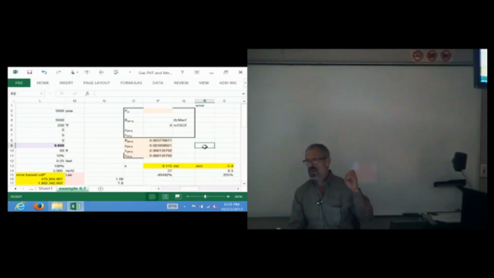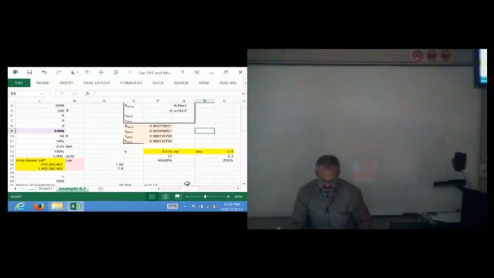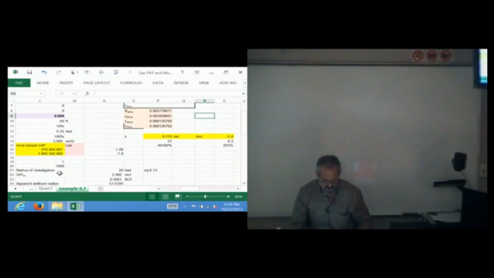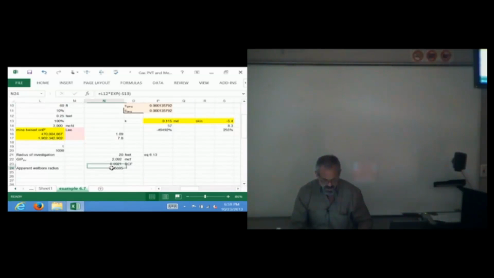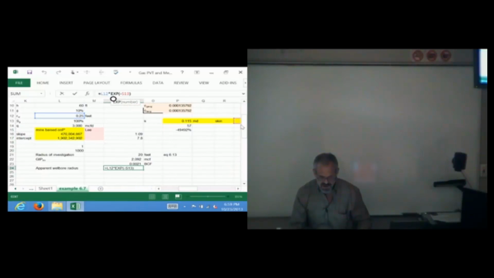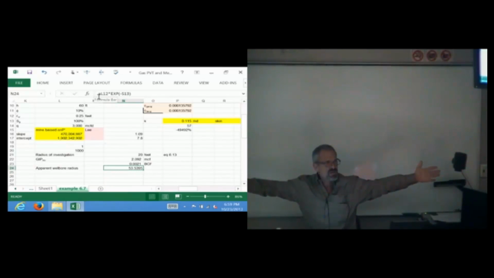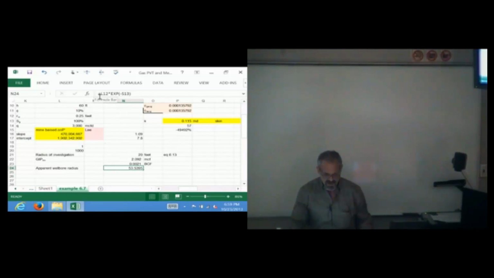Okay? I'm going to calculate a fracture half length because I believe I have a fracture. Why do I believe I have a fracture? Because we got linear flow, so we got a fracture. So if I got a skin, the apparent wellbore radius uses my skin and my actual RW. See that? RW e to the minus S. That's my apparent wellbore radius. So it's acting like it's seeing a 53-foot diameter.